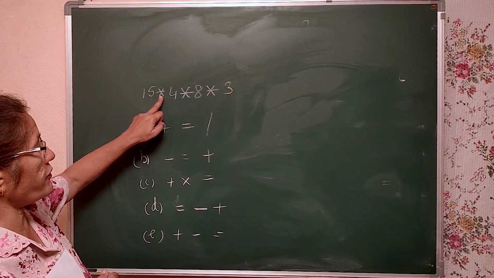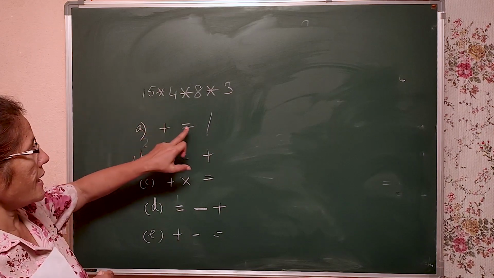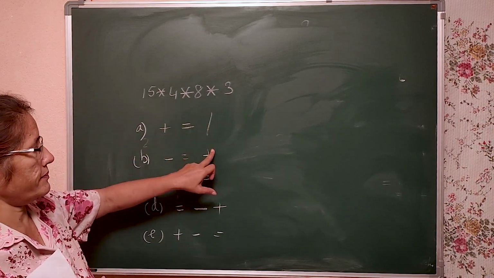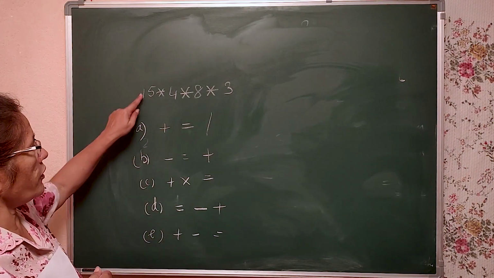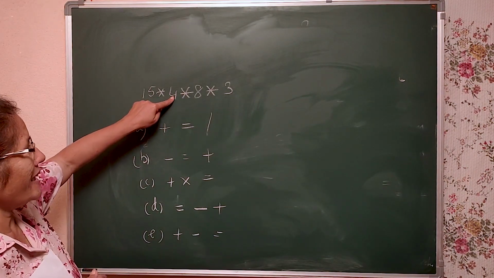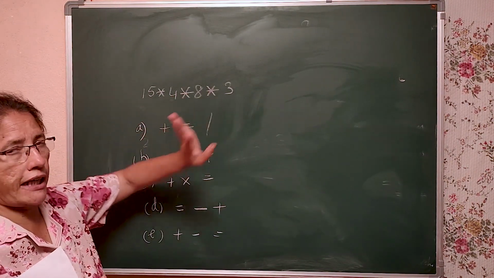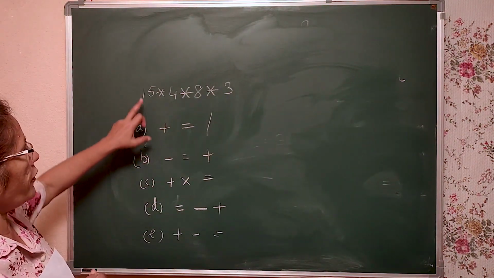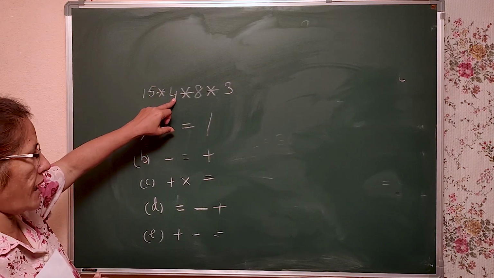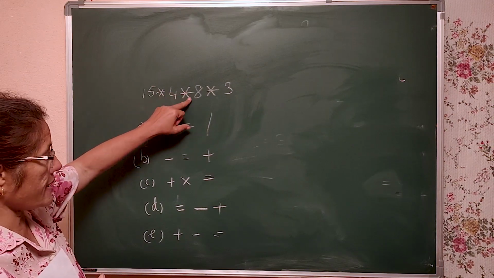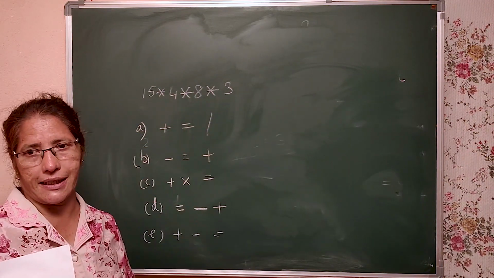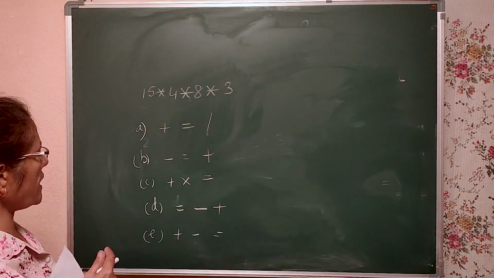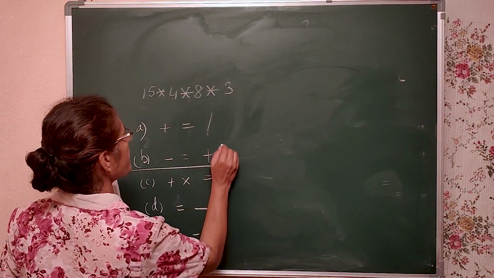Suppose you put for the first star plus, and for the second is equal to, and division. So let us see. 15 plus 4 is 19. 19 is equal to 8 divided by 3. No, wrong. Next one, B. 15 minus 4, how much? 11 is equal to 8 plus 3. 11. So which option is correct? B is correct.